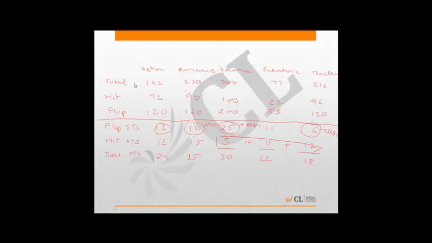Second, what percentage of the total movies released during the given period across the 5 genres were flop movies? For that, I need to know how many movies were released and how many of them were flop. So I have to add this 192, 250, 377 and 216. On adding, I'll get the total movies as 1035. And for flop movies, I can easily calculate 120 plus 160 plus 200 plus 55 plus 120. This will give me a total of 655 flop movies.